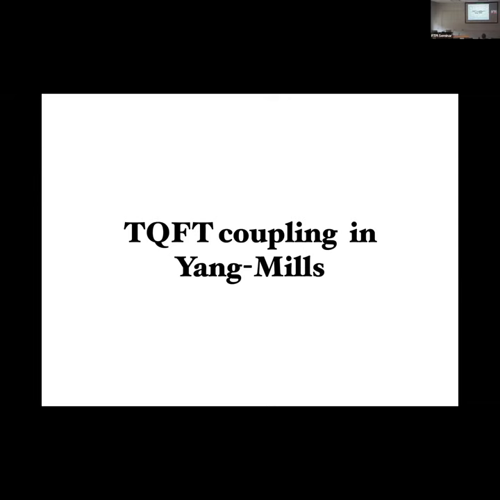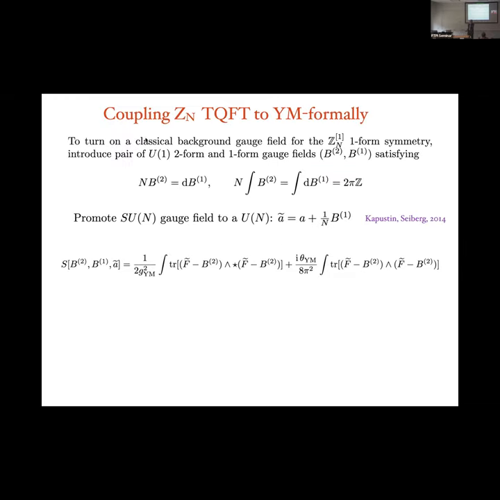Okay, so this is the quantum mechanics. Let me go to Yang-Mills theory. Yang-Mills theory in four dimensions has a one-form symmetry, Zn one-form symmetry. And this one-form symmetry provides a charge that acts on the Wilson line. Since it's a one-form symmetry, the lines are charged under it instead of point operators.